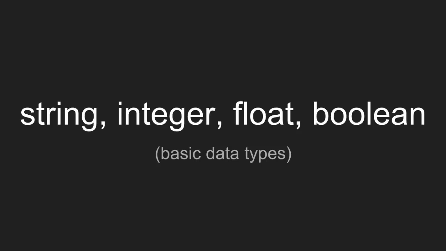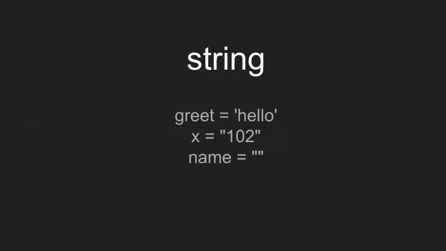String is very simply, as we used before in greetings, any type of text. It could be a very long paragraph or even more than that. It can be more than a simple word, but in this case, let's look at some examples. We have greet is assigned the value of hello. We use single quotes or double quotes either way, but we just have to be consistent. In this case, we have x is assigned the value of 102. In this case, it's a string and not a numeric value.